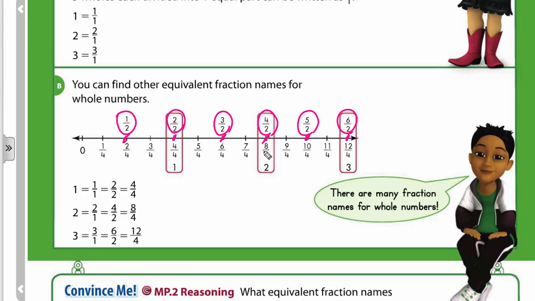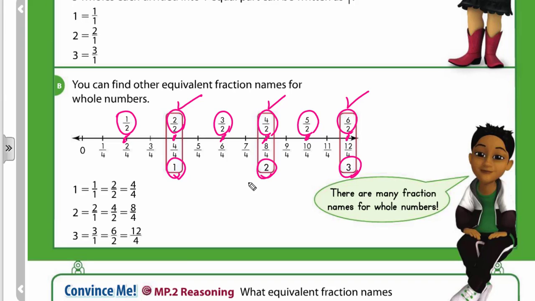And using this, we can see that the whole 1 can be written as 2 halves. The whole 2 is 4 halves. The whole 3 is 6 halves.